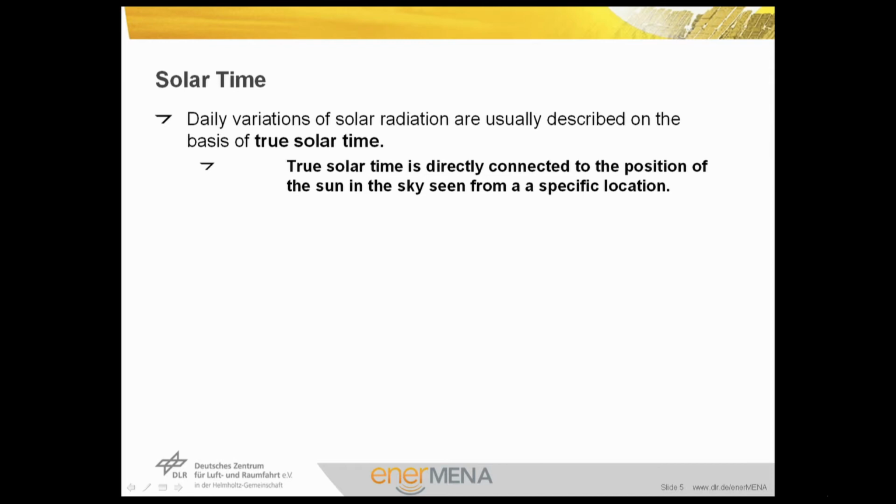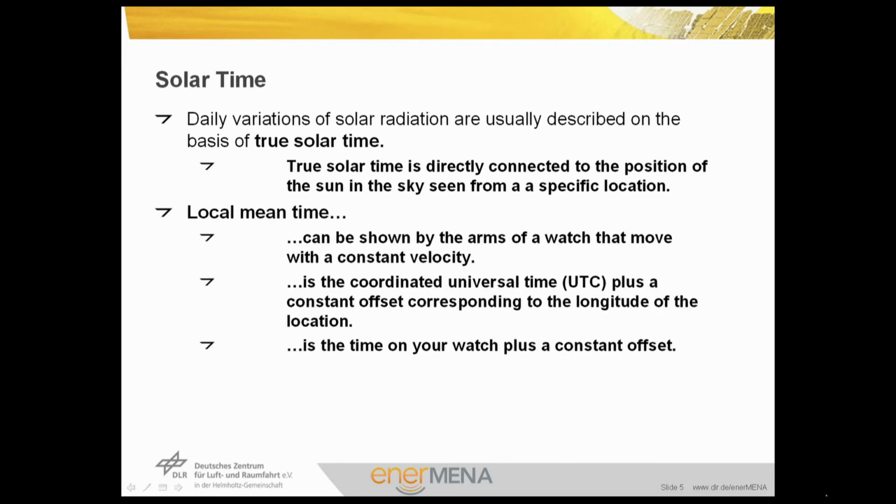Now some words about the solar time. Daily variations of solar radiation are usually described on the basis of true solar time. True solar time is directly connected to the position of the Sun in the sky, seen from a specific location on the Earth. On the other hand, there is the local mean time. This is the time that can be shown by the arms of a watch that move with a constant velocity. Local mean time is the coordinated universal time plus a constant offset corresponding to the longitude of the location. And local mean time is the time on your watch plus a constant offset.